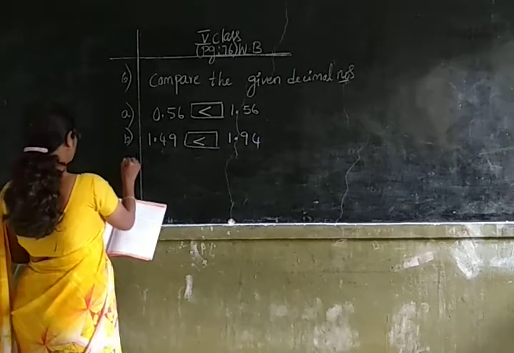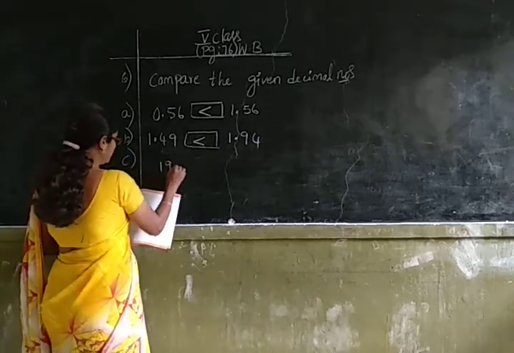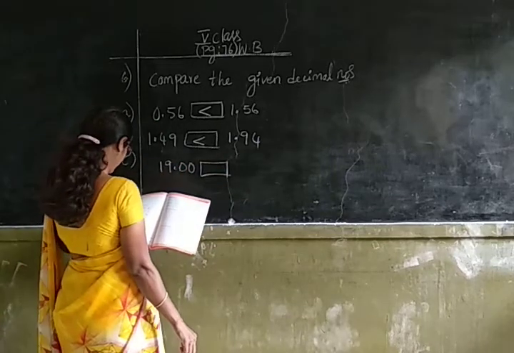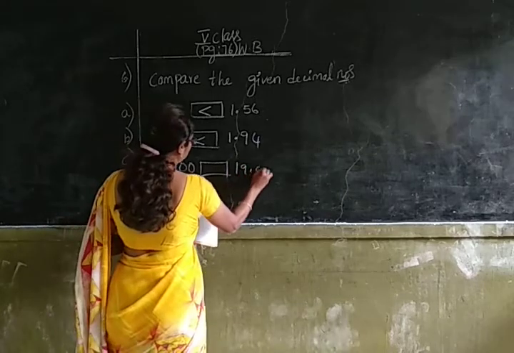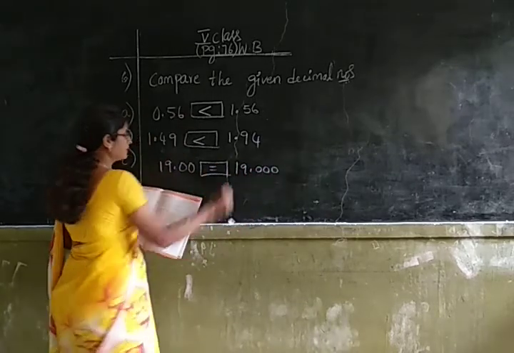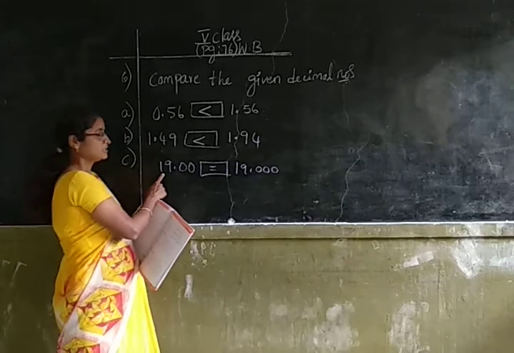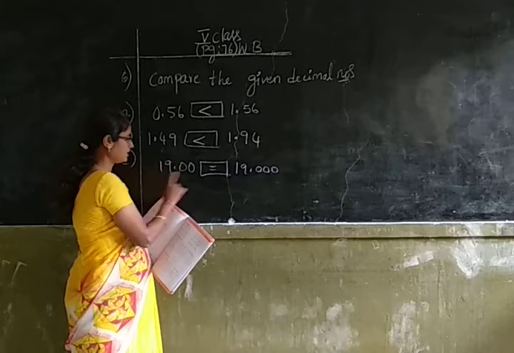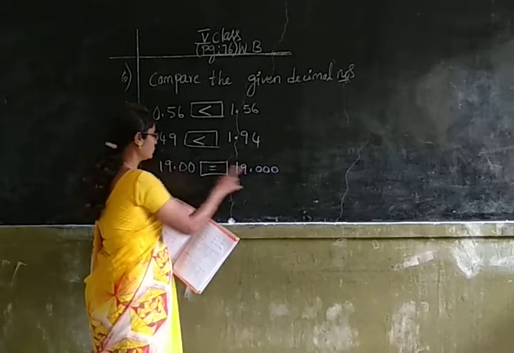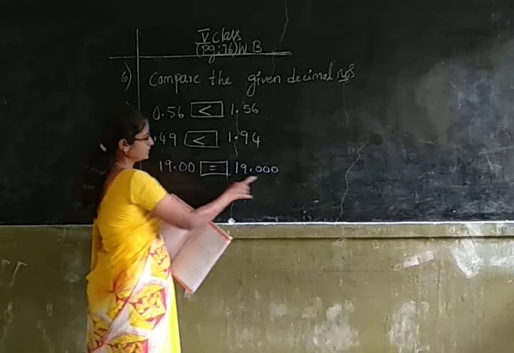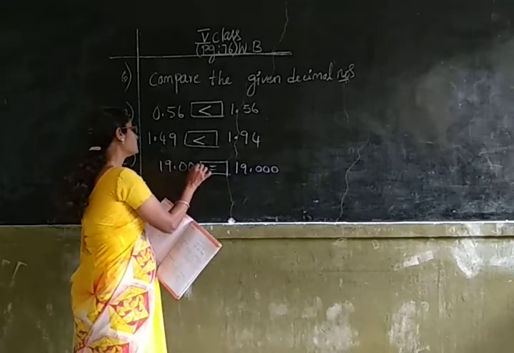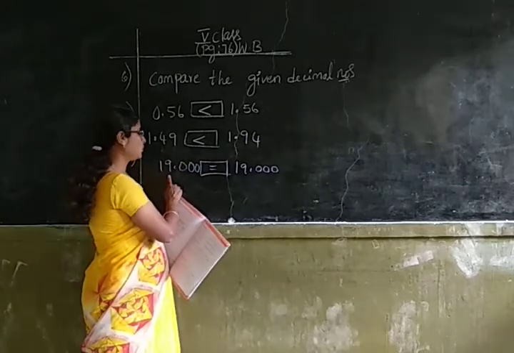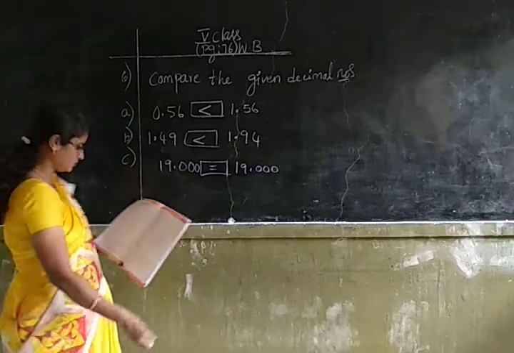Now let us do the C sum. 19.00, 19.00. So both the numbers are equal. In tens place, both the numbers are having 1. In ones place, both the numbers are having 9. In the tenths place, both have 0. In the hundredths place, both have 0. In the thousandths place also, we can assume that both the numbers are having 0. So 19.00 is equal to 19.00.